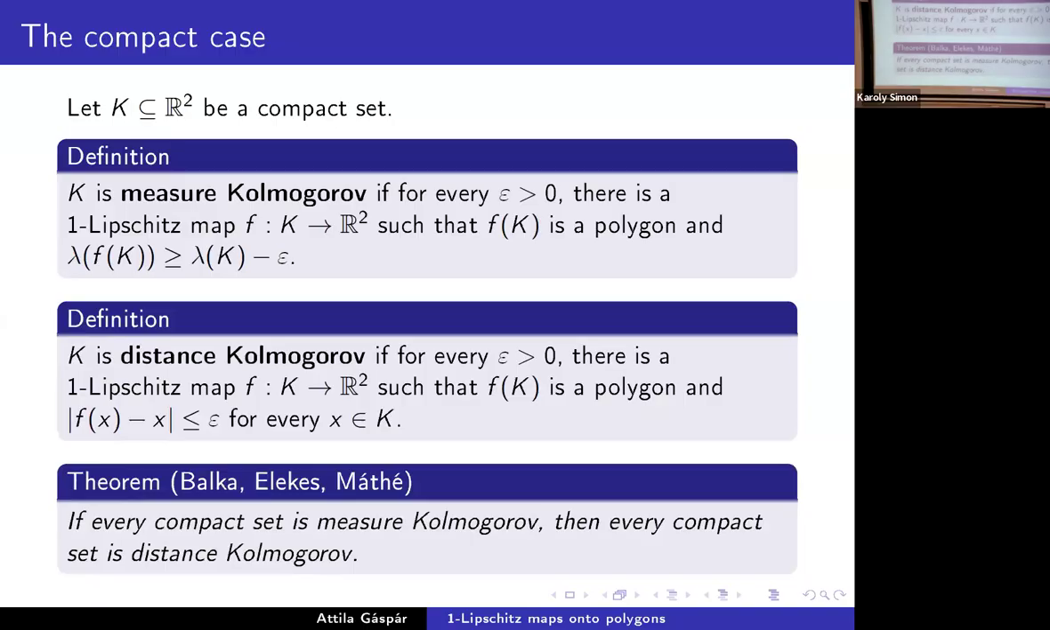It was shown by Balkayakis and Máté that if every compact set is measure Kolmogorov, then they are also distance Kolmogorov. It's important that this does not necessarily hold for specific compact sets. For example, if K has Lebesgue measure 0, then it is vacuously measure Kolmogorov, but it is not clear if it is distance Kolmogorov. Actually, it is open whether it is necessarily distance Kolmogorov or not.